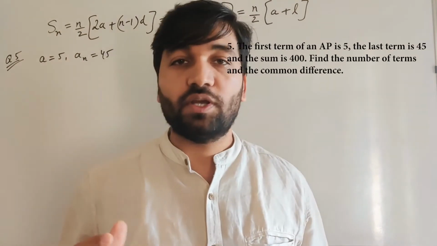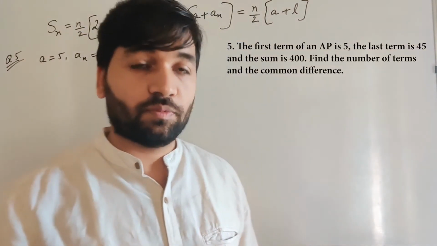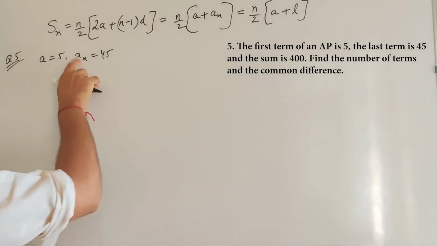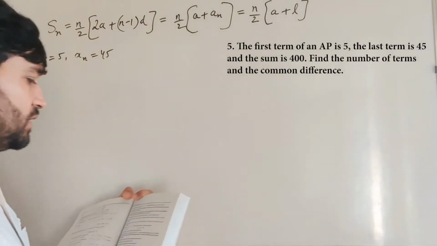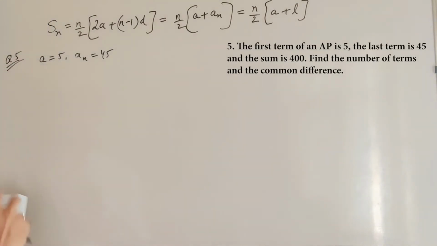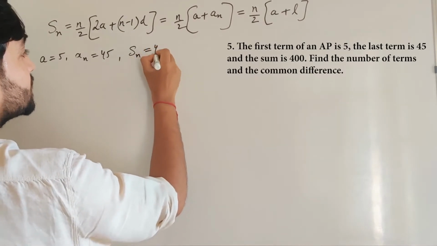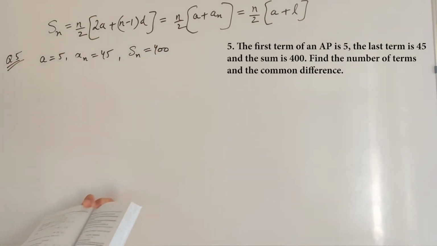We don't know what term. Is it the 15th term or the 17th term? We don't know which term they're talking about. So that's why we write an, where we don't know what n is. So the nth term or the last term is given as 45. And the sum is 400. So the sum of these n terms is given as 400.